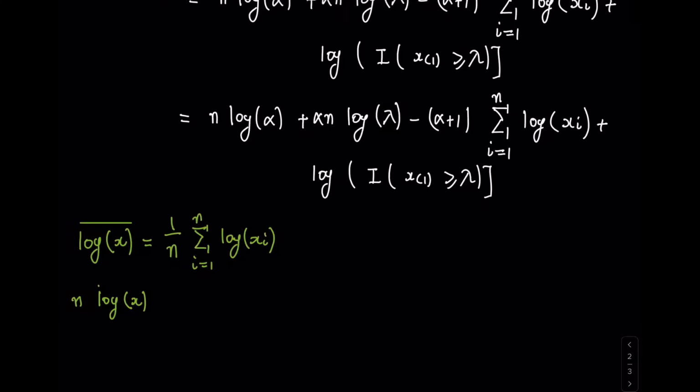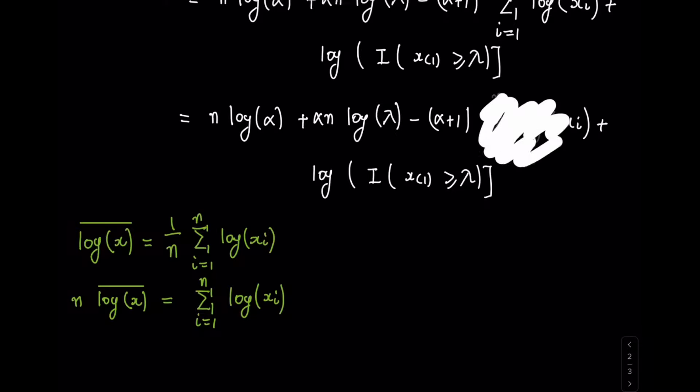And this gives me that n times the average value of the log of the data set is simply equal to the sum of the logs in the data set. So in this part here where I've got the sum of log xi's, I'm going to rewrite that as n log x bar here. And that's where I'm going to stop with the log likelihood function, at least in terms of simplification.